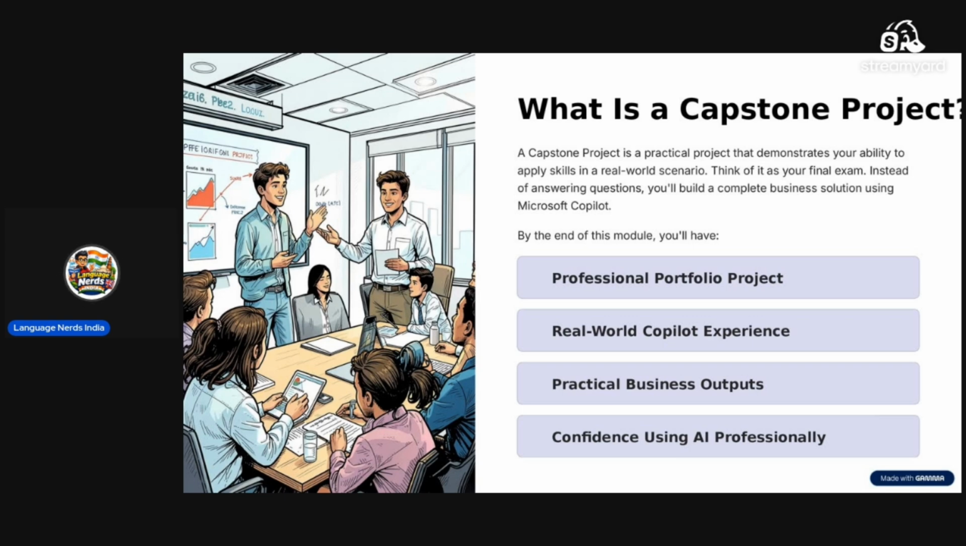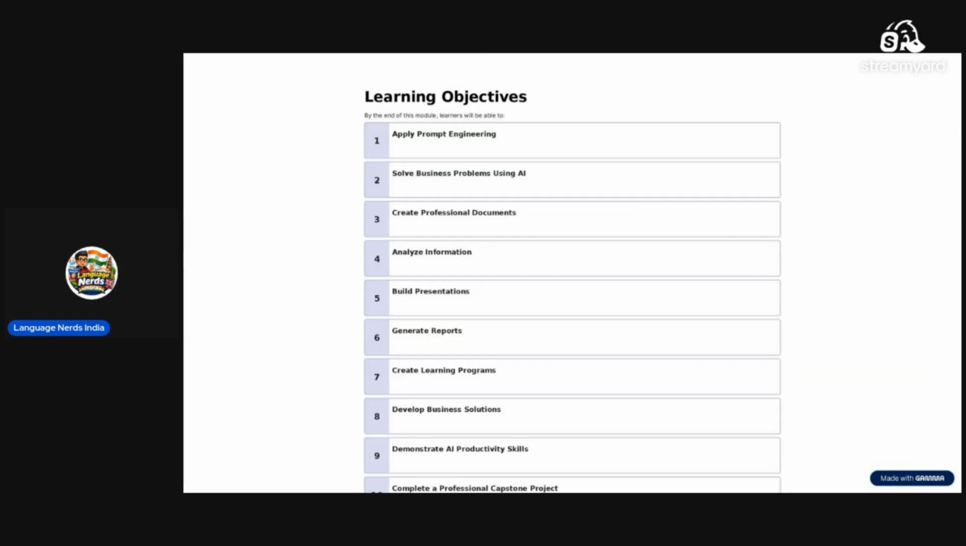So what's a capstone project? A capstone project is a practical project that demonstrates your ability to apply skills in a real-world scenario. Think of it as your final exam. So instead of answering questions, you'll build a complete business solution using Microsoft Copilot. By the end of this module, you'll have a professional portfolio project, real-world Copilot experience, practical business outputs, and confidence using AI professionally.